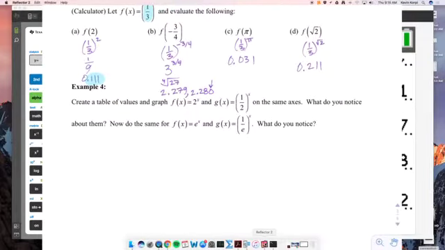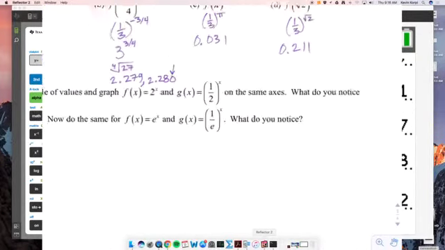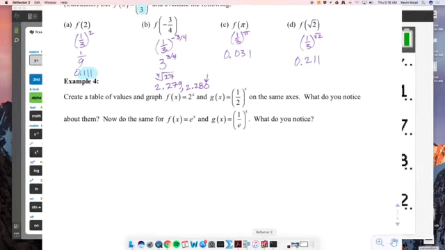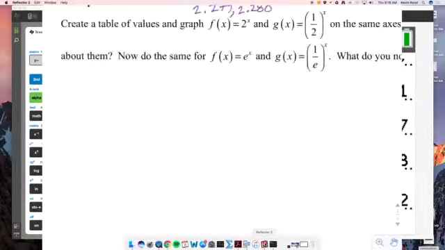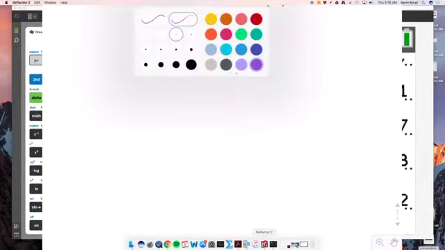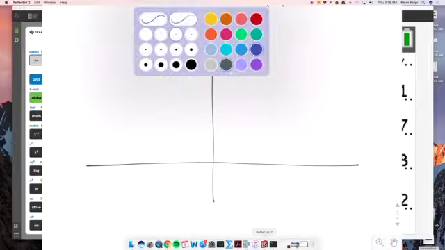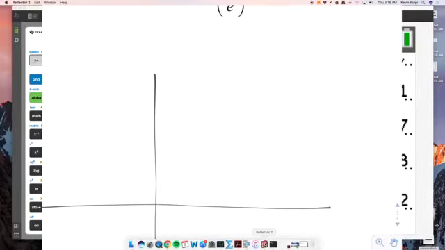Now it says, example 4, create a table of values for 2 to the x and 1/2 to the x on the same axis. We're going to graph them. What do you notice about them? Okay, let's go ahead and just go straight to the graphs. So what we're going to do here is on the same set of axes, we're going to graph 2 to the x and 1/2 to the x, and we're going to see if there's a relation between them. So I'll use this blue color for 2 to the x.